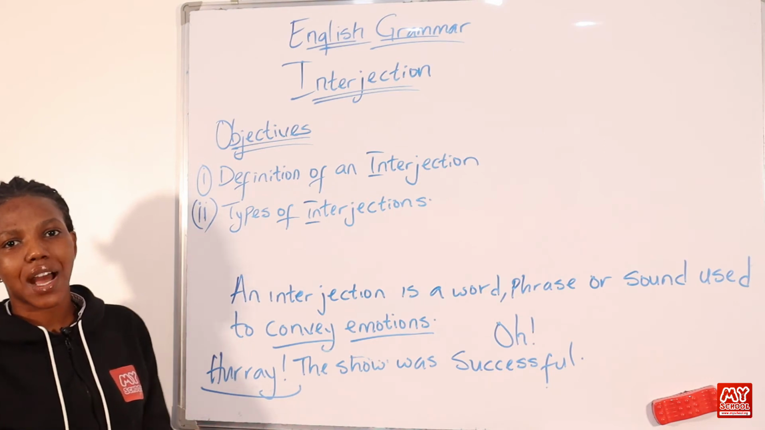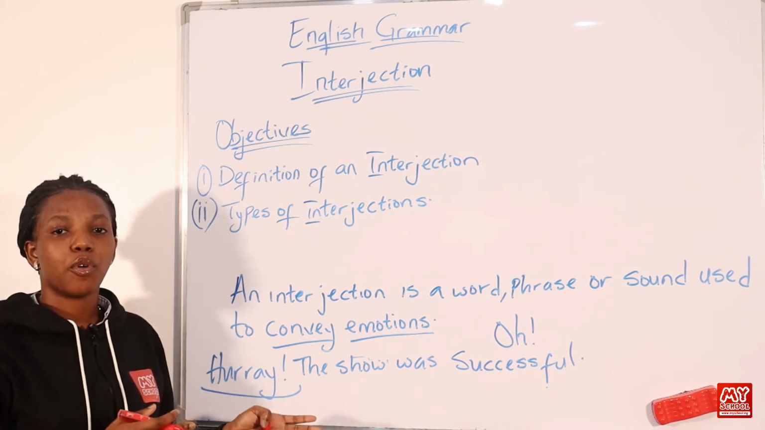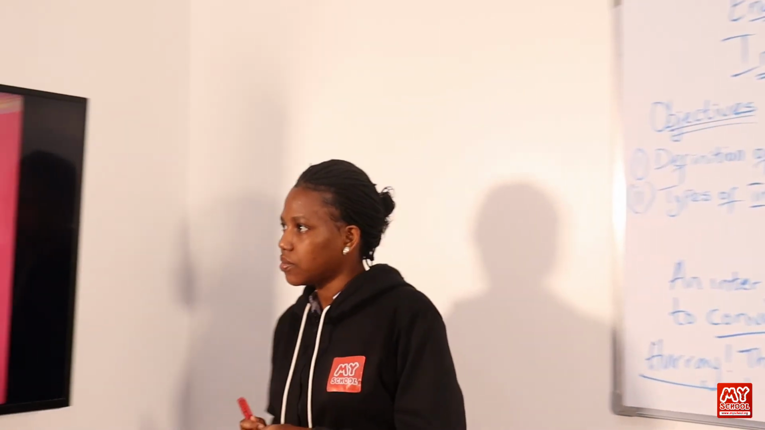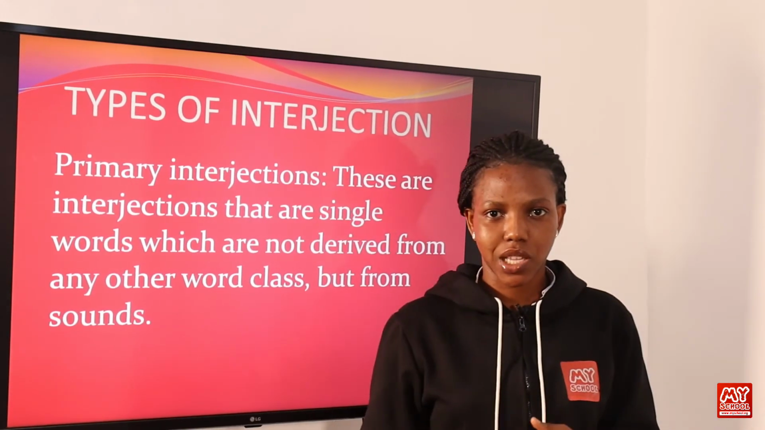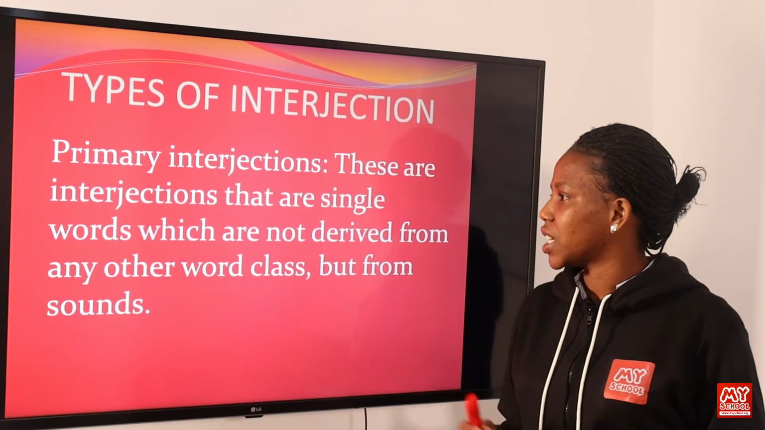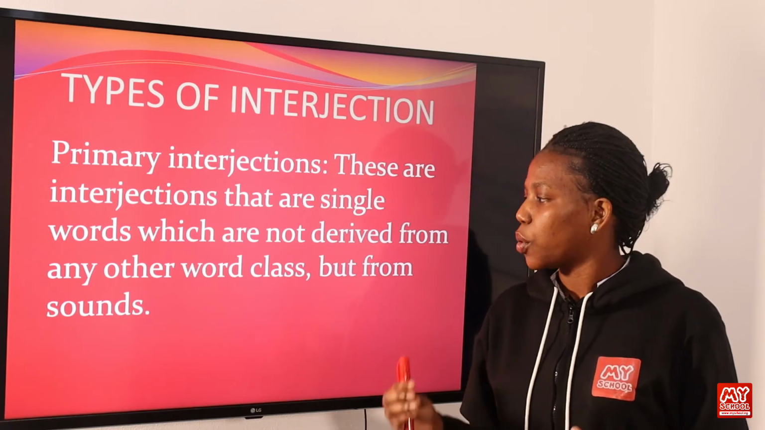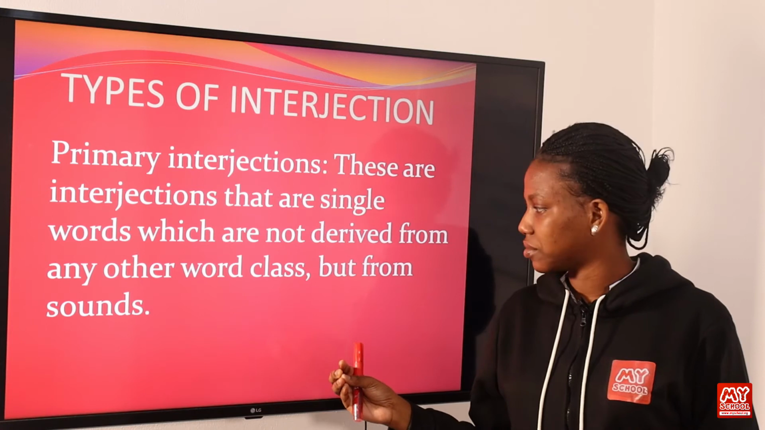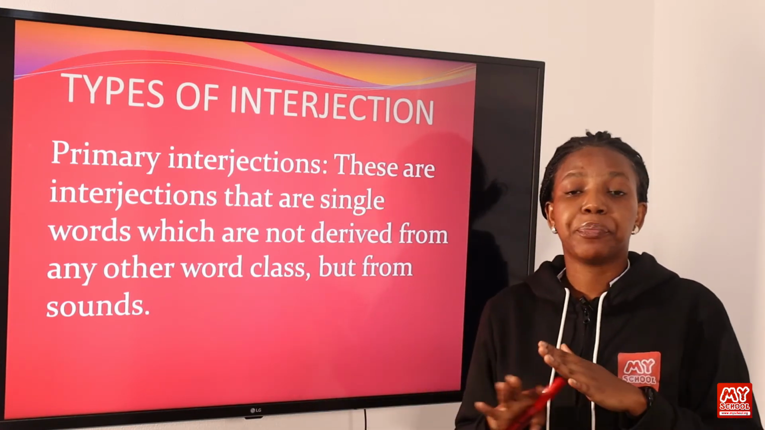Now let's take a look at the next objective for today's lesson, which is the types of interjection. Now let's move over to the visual. Now the first type of interjection we'll be looking at today is the primary interjections. Now what are they? These are interjections that are single words which are not derived from any other word class but from sounds. This type of interjection are purely sounds.